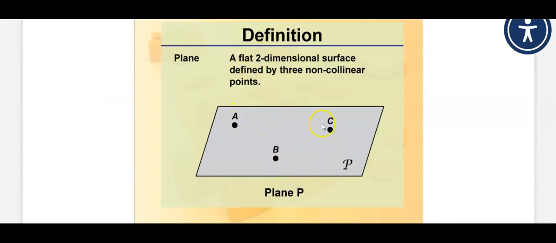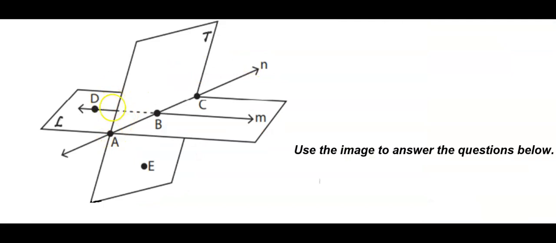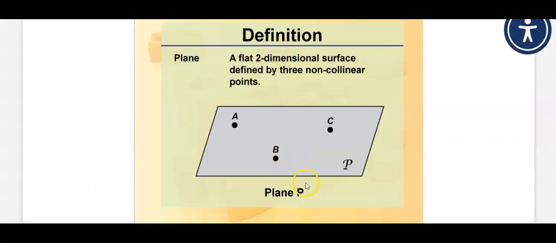If you notice, there's several points here, but they're non-collinear. So what is collinear? Well, when we go back to our image, these 3 points here, A, B, and C, are all on the same line. Those are collinear. Now, if we were to represent 3 points that were not collinear, then we would pick out 3 points that were not on the same line. So that would be this one, and this one. Okay? Now, the way we label or name these planes, as you can see down below, it says plane P. So that's one way to name it.